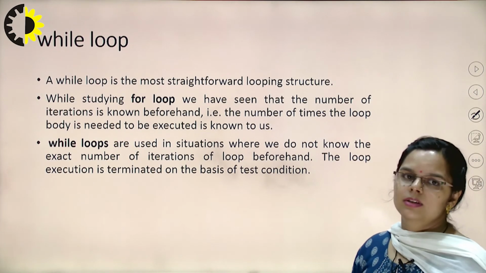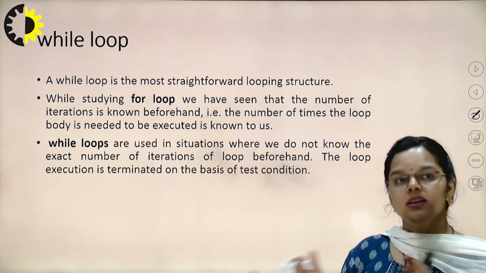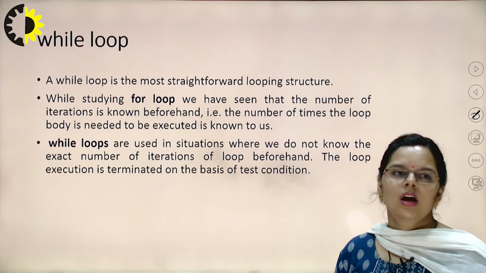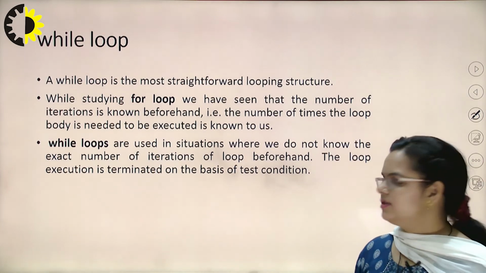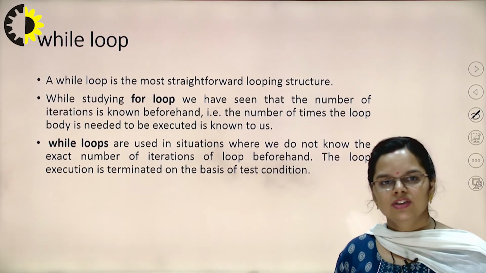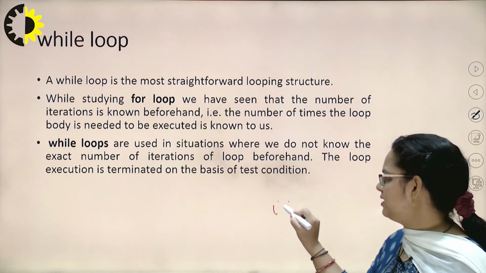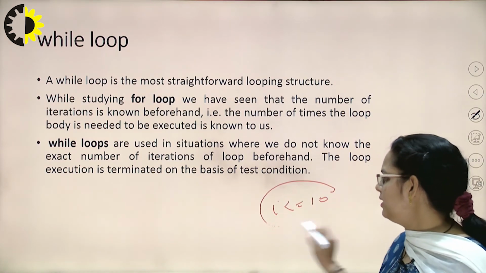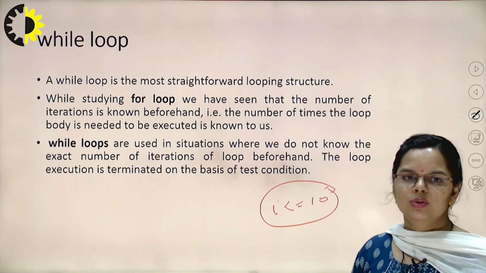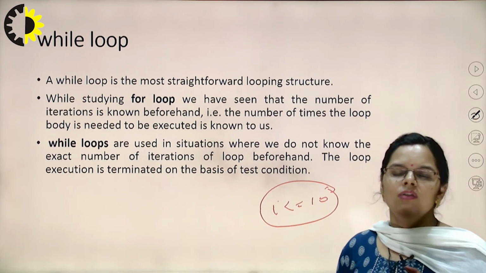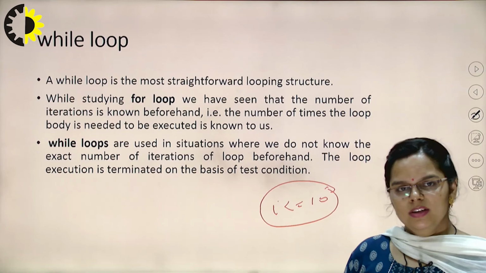So after the for loop, there is a while loop. While loop is basically the most straightforward looping structure. While studying the for loop, we have seen that the number of iterations is known beforehand, like i is less than or equal to 10. We know that the for loop would be executed 10 times. Obviously, the same problem can be evaluated in a while loop as well.